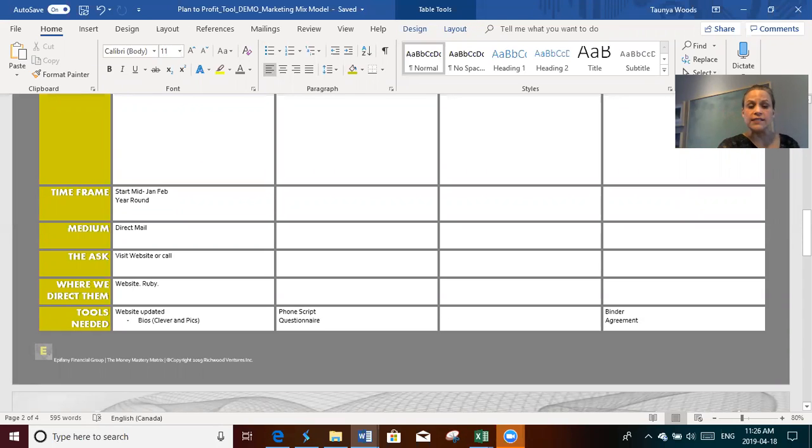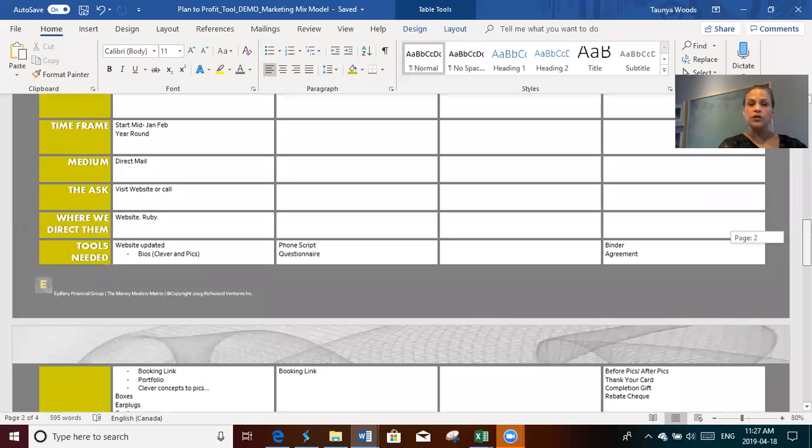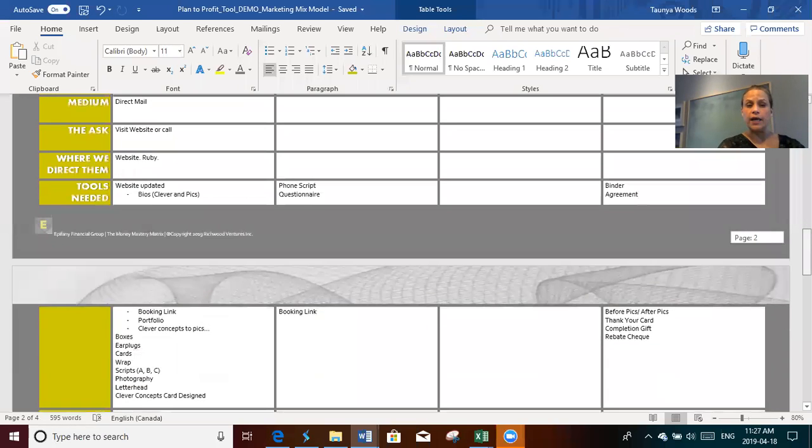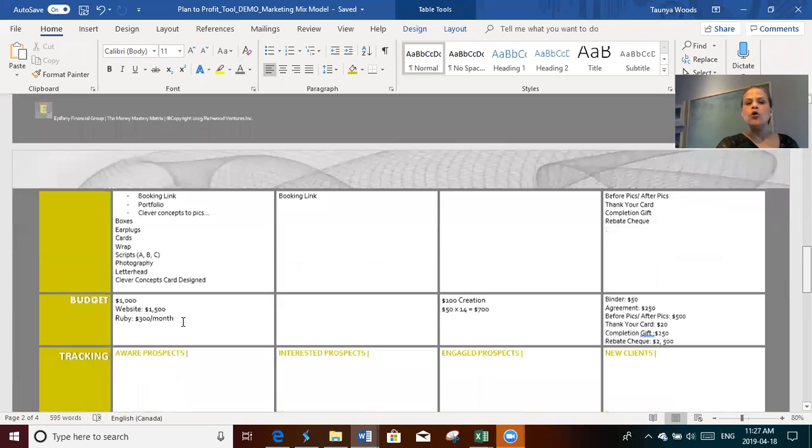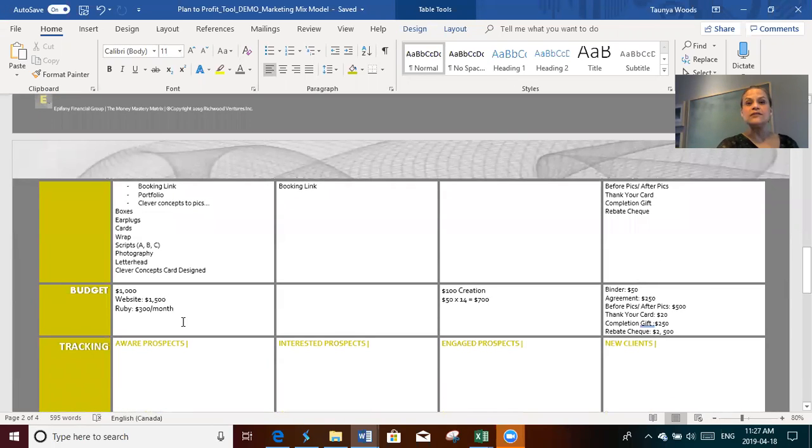What tools need to be created? So I'm going to go through each one of these, but what tools? So now that you understand what you're going to be doing, it's like, oh, okay, well, now we need the website updated. Now we need boxes, we need earplugs, we need cards, we need wrap, we need scripts, we need photography, we need letterhead, we need this card designed, which then gives you a budget, right? So now you actually have a budget attached to that one initiative.